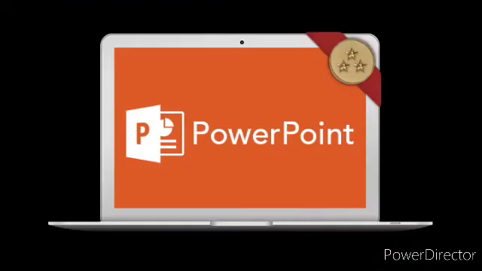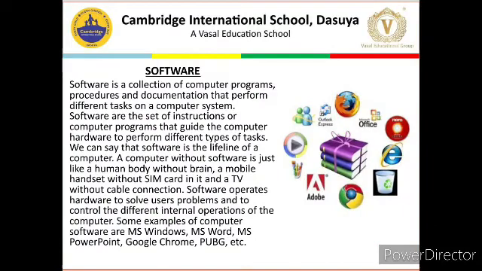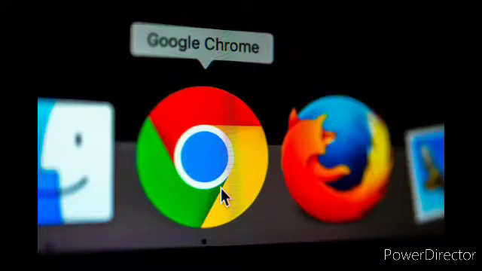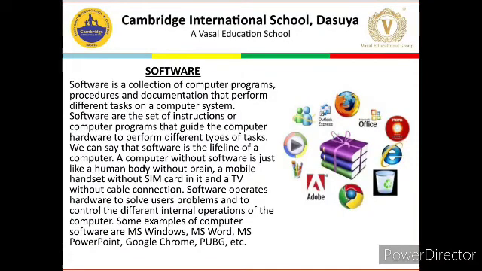Software is a collection of computer programs, procedures, and documentations that perform different tasks on a computer system. Software is the set of instructions or computer programs that guide the computer hardware to perform different types of tasks. We can say that software is the lifeline of a computer. A computer system without software is like a human body without a brain, a TV without cable connection, and a mobile handset without a SIM card.